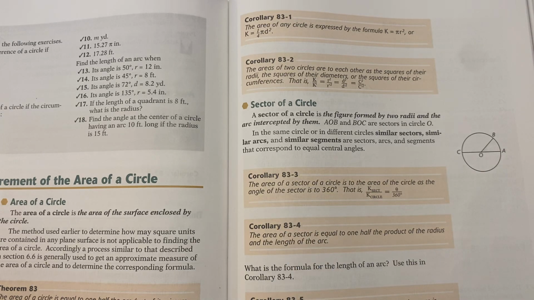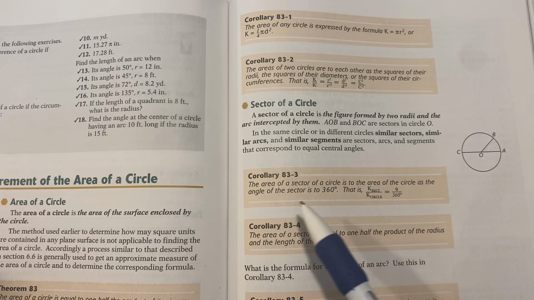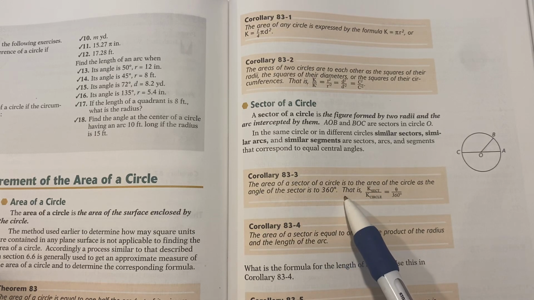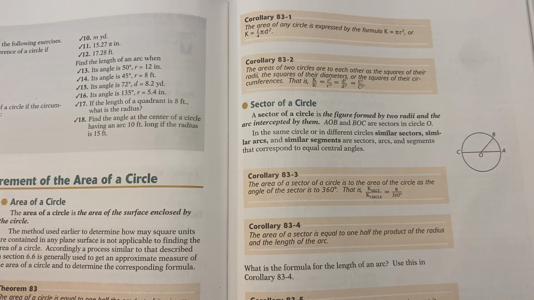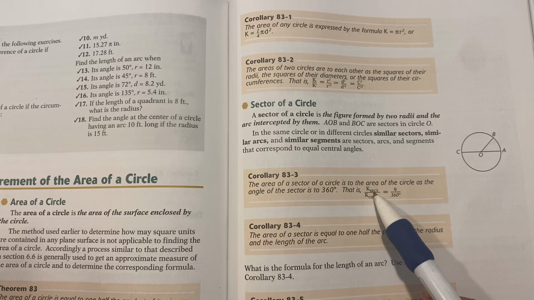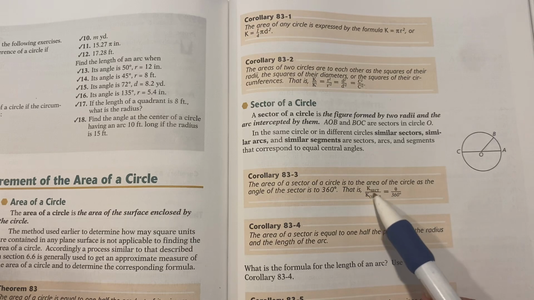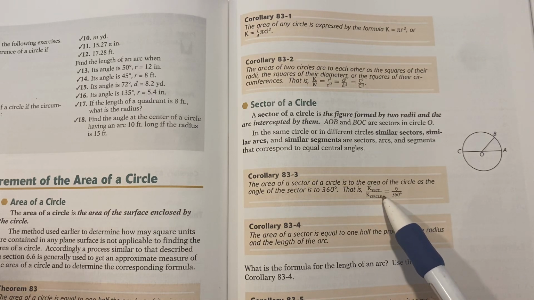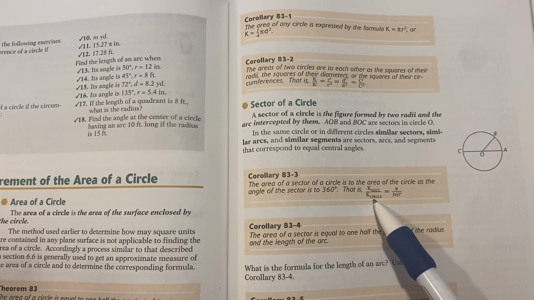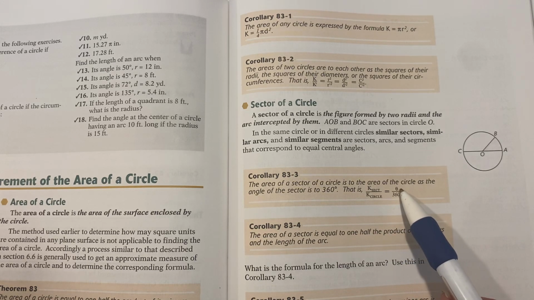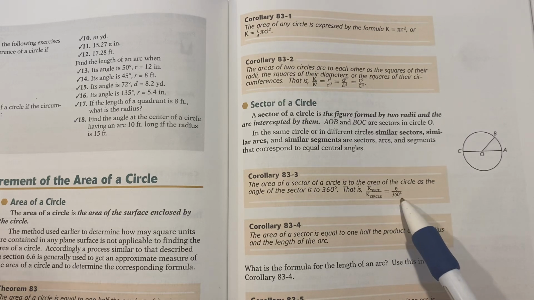Corollary 83.3 says the area of a sector of a circle is to the area of the circle as the angle of the sector is to 360 degrees. You need to know this because this will probably be what you use as a formula. The area of the sector, or the section, divided by the area of the whole circle equals the angle of that section over 360 degrees, since 360 degrees is the whole circle.